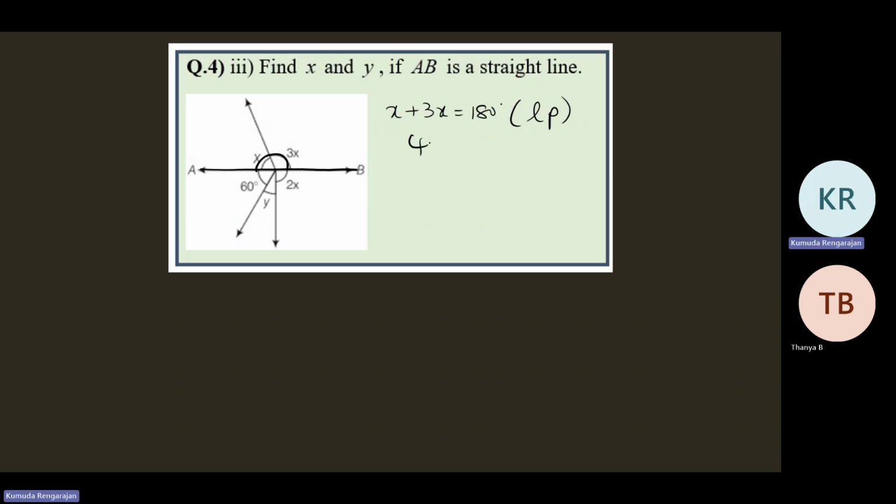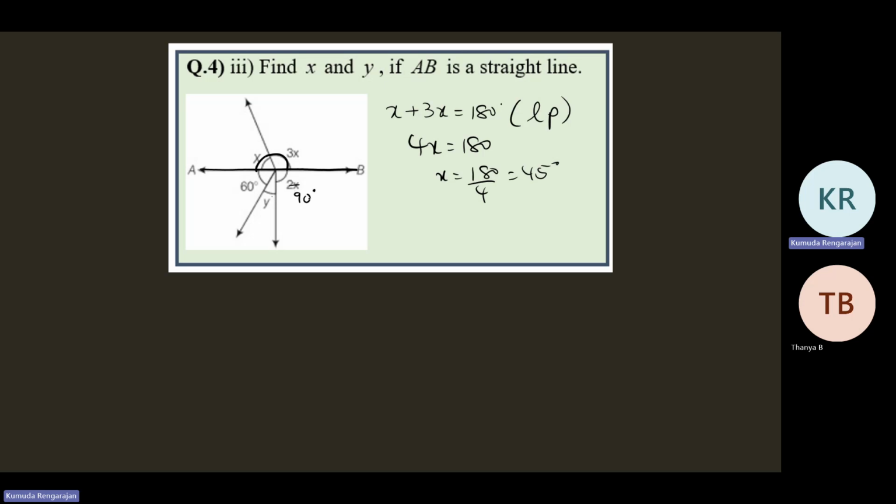So 4x is equal to 180 degrees. X is equal to 180 by 4, 45 degrees. Now we know x is 45. So 2 into x is 90, 2 into 45, 90 degrees. So now 90 plus y plus 60 is equal to 180.